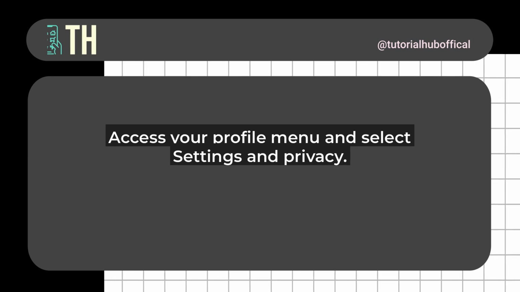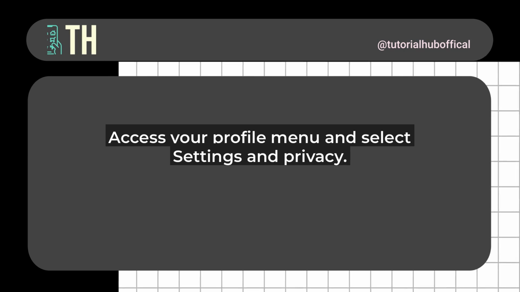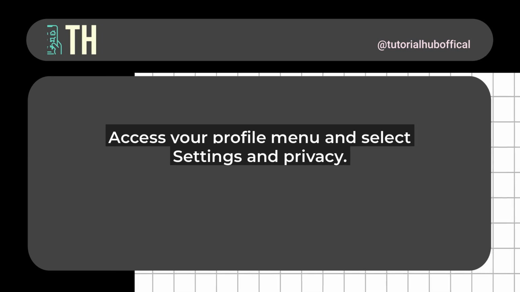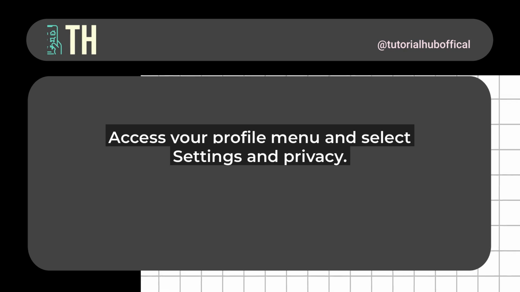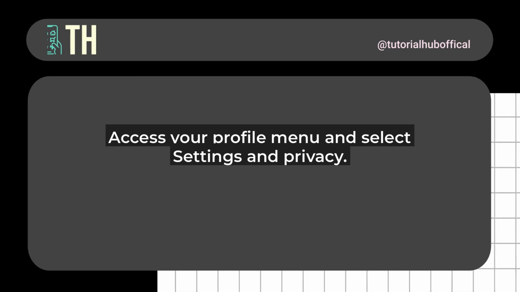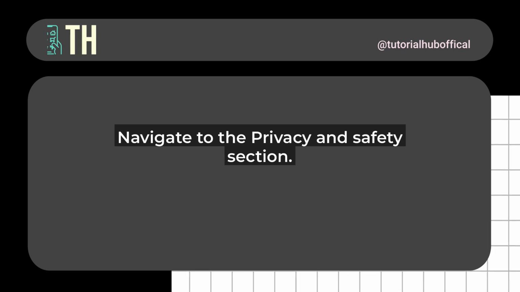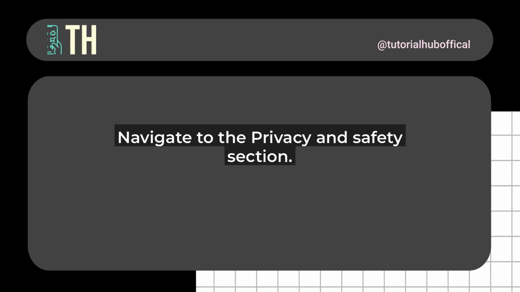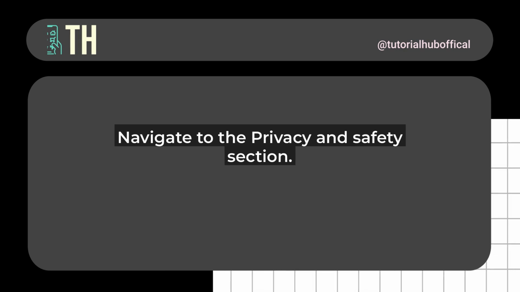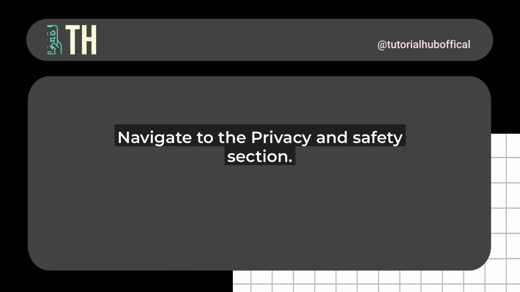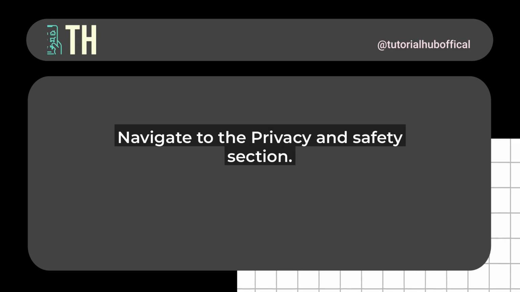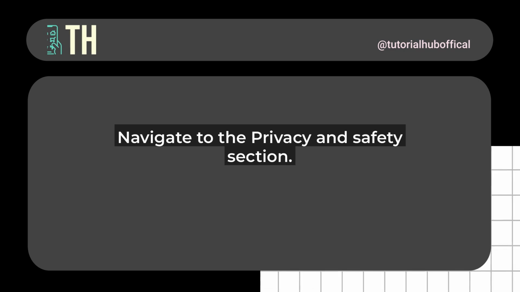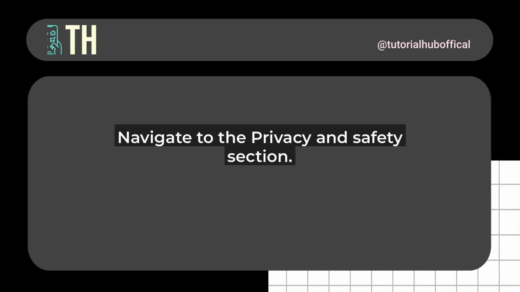Now, in the Settings menu, scroll down to the Privacy and Safety section. It's usually easy to find, but if X has updated its interface by 2025, look for anything related to audience or visibility. Here, you'll see an option called Protect Your Tweets or something similar. Simply toggle that switch to turn it on. This makes your account private, meaning only people you approve can see your posts.